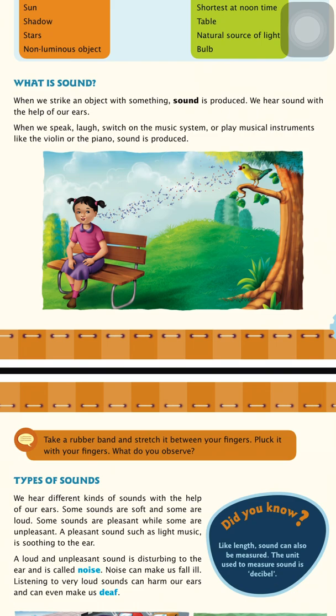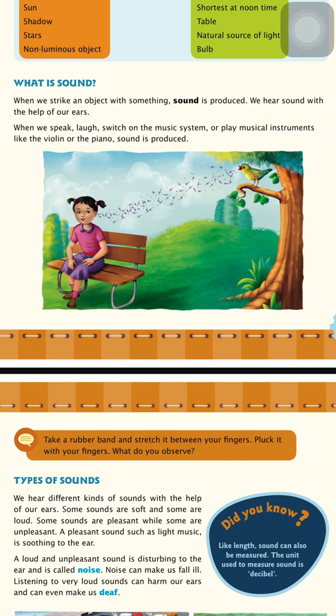Next we talk about sound. So what is sound? Sound is a form of energy that makes us able to hear. Okay, sound is a form of energy that makes us capable of hearing. When we strike an object with something, sound is produced, so we can hear that sound with the help of our ears.